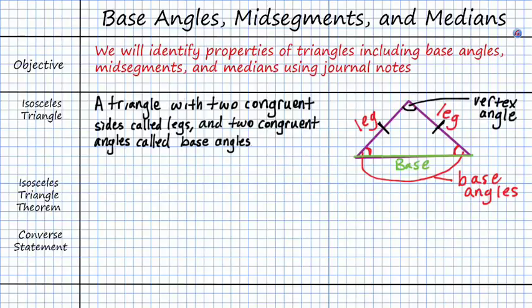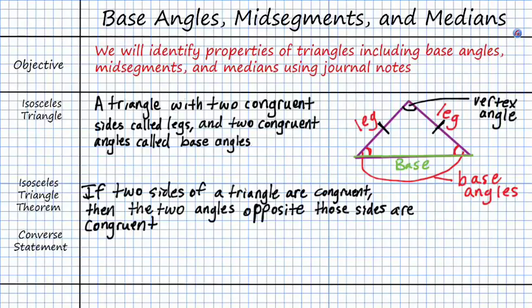And this is going to be our first introduction to the relationship between sides and angles. So the isosceles triangle theorem states that if two sides of a triangle are congruent, then the two angles opposite those sides are also congruent. So that's interesting. That means that any time you have legs which are congruent, then the angles directly opposite those legs will also be congruent. So our base angles and our legs have this relationship here.